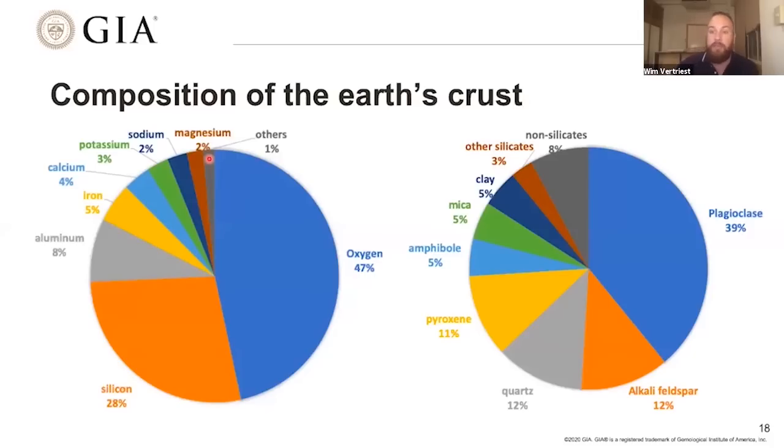Silicate minerals like feldspars, which make up more or less half of the crust where we form our colored gemstones. You have a significant part of quartz, then you have what we call chain silicates, inosilicates, like amphiboles and pyroxenes. We have micas, clays, other silicates of more unusual types, but only 8% of the minerals in the crust are considered non-silicates.